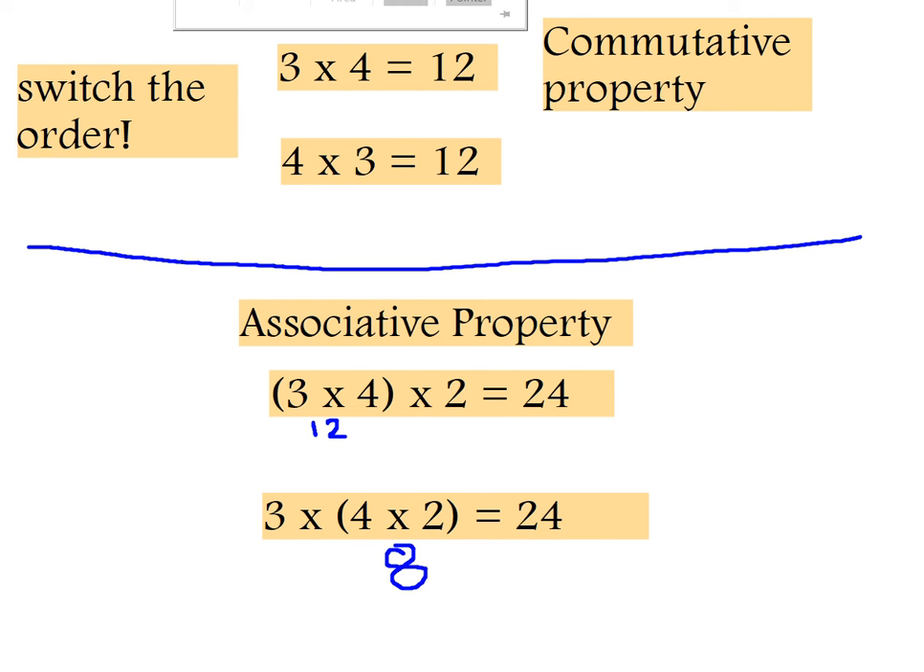So that was reviewing the commutative and associative properties of multiplication. I hope that helped. As always, let me know if you have any questions.